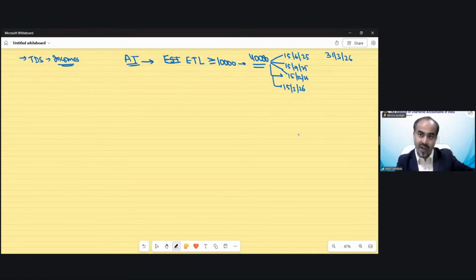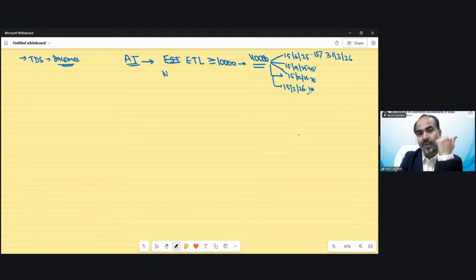So before the end of the previous year, on these certain dates, you have to deposit a certain amount of your estimated tax liability. Like on this first date it is 15%. Second is 45%, 3 times of this. Then 75%, and then on 15th March, 100%. So if your advance tax liability is exceeding this, then you have to deposit your tax accordingly.